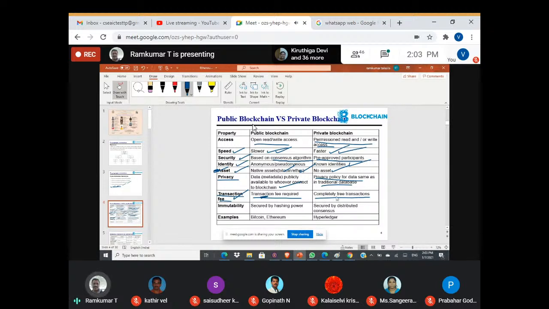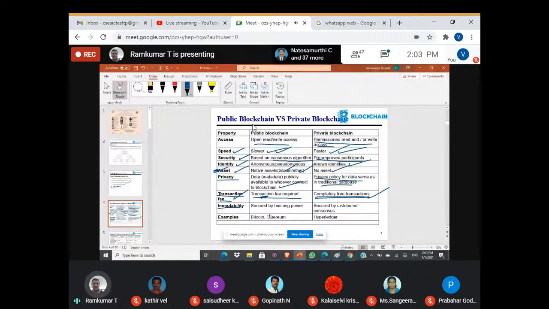Whereas if I'm talking about the private blockchain, it's completely free. Why? Because if I'm deploying for my college or for my organization, what is the use of collecting a fee for a transaction? There is no meaning, right? Because of that reason, there is no fee in the private blockchain.